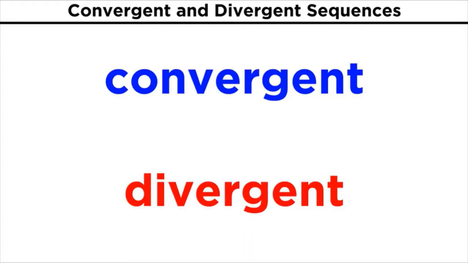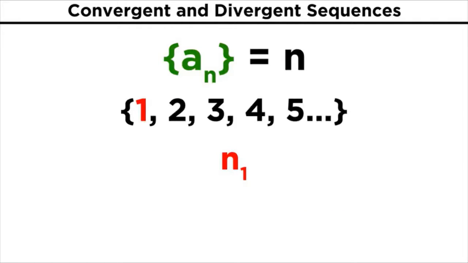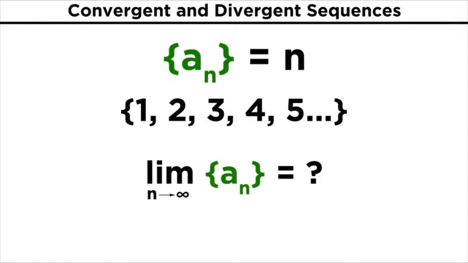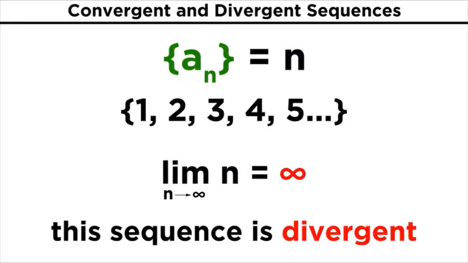Convergent or divergent. So let's find out what that means. Take the sequence a sub n equals n. That means that the first term is 1, then 2, and so forth through the integers. We want to find out what this sequence does in the limit of n approaching infinity. For this one, it's easy to see that the sequence approaches infinity as n approaches infinity. So we would call this sequence divergent because the limit does not exist.